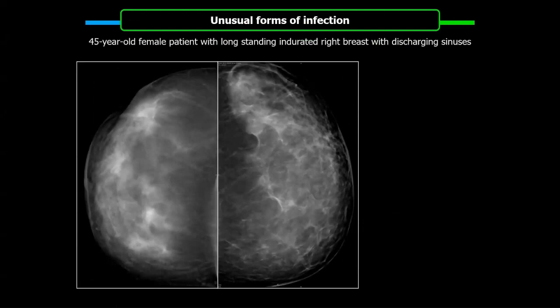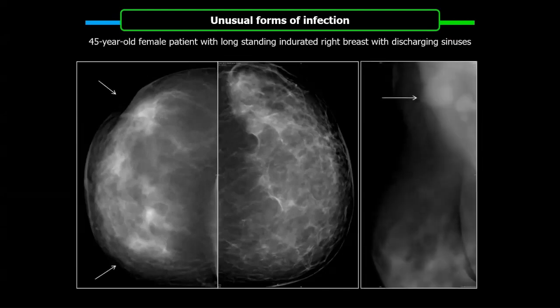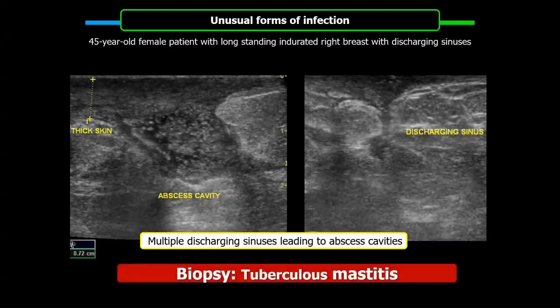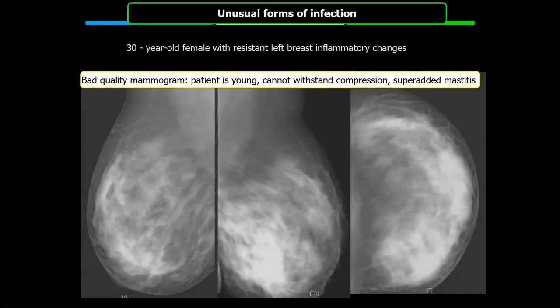This was one example. She was a 45-year-old female patient with a long-standing indurated right breast with discharging sinuses, which was not responding to any form of antibiotic. This was her mammogram, and it revealed multiple areas of parenchymal distortion with overlying skin traction. And these were her axillary lymph nodes. I think based on the mammogram, we can easily give her a BI-RADS 4. While looking at the ultrasound, there were multiple abscess cavities with discharging sinuses through the skin. A biopsy was taken, and this was a case of tuberculous mastitis.